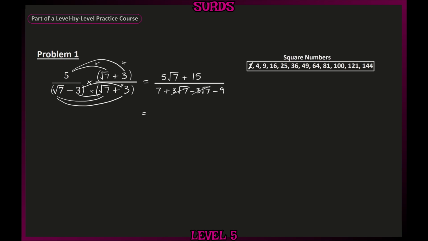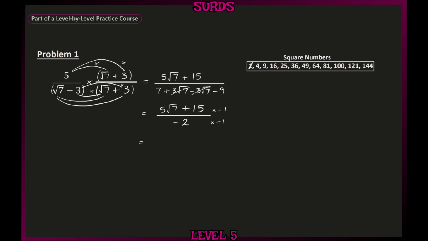So our numerator is just 5 root 7 plus 15. And our denominator becomes 7 minus 9, which is minus 2. And it'll be absolutely fine to leave our answer like this, because we can't simplify any further. Having said that, a neater way of writing this fraction is to write it without the minus in the denominator. And so to get rid of this minus, we can multiply the denominator by minus 1, as long as we do exactly the same to the numerator.